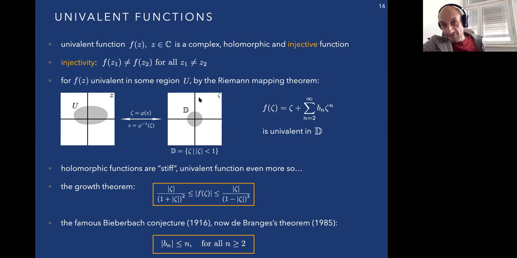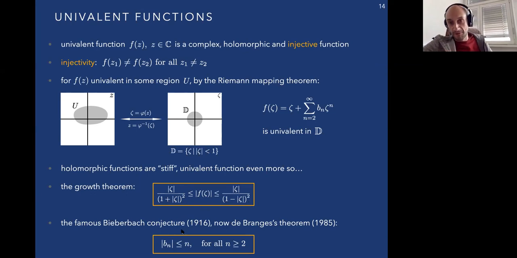So these univalent functions are even stiffer. They have very, very restrictive properties. All you need to have is a function that's injective, and then it becomes very stiff. In particular, there's something called the growth theorem. When I'm working after my mapping, in the zeta plane, it's a theorem that the size of the function f(zeta) is bounded both from below and above at every point. It's bounded from below by zeta over (1 plus zeta) squared, and above by zeta over (1 minus zeta) squared.